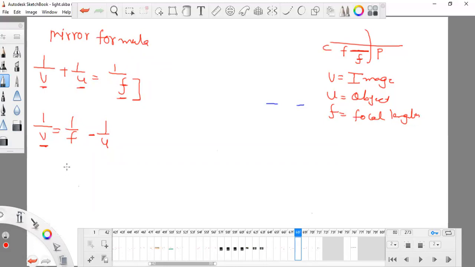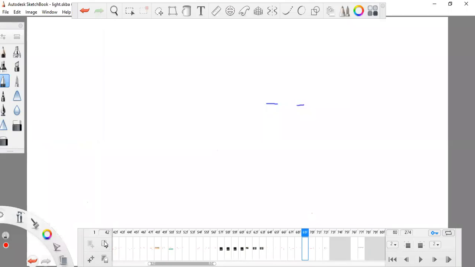Next, if I want to find out u, what should I do? Can you answer me? What will be u? You just need to alter some things from here to here. I'm waiting. What I did here: I just kept 1 upon u here, and I moved 1 upon v to the other side, so it will take the sign of minus. 1 upon u is equal to 1 upon f minus 1 upon v.